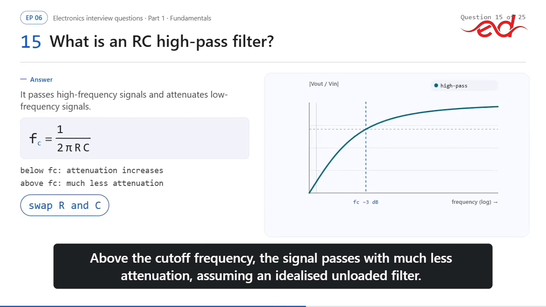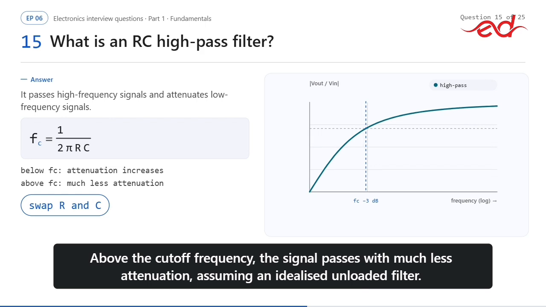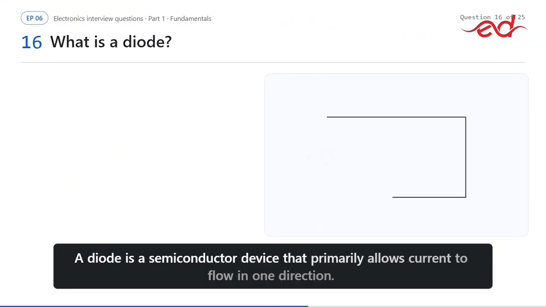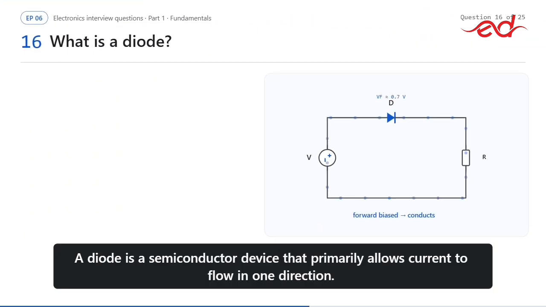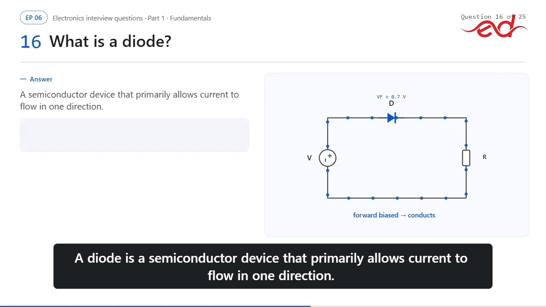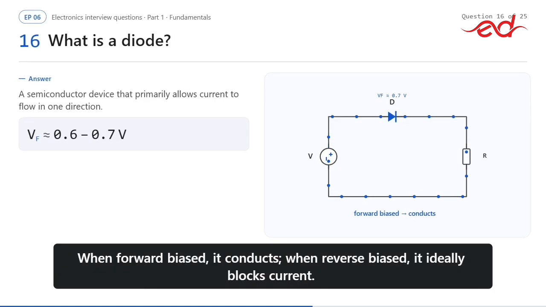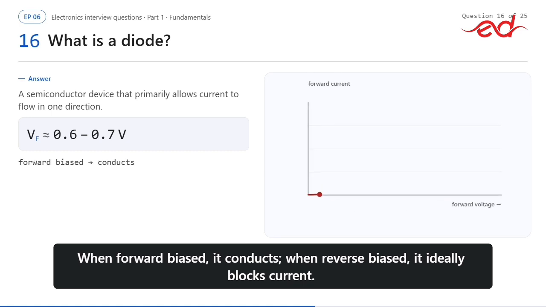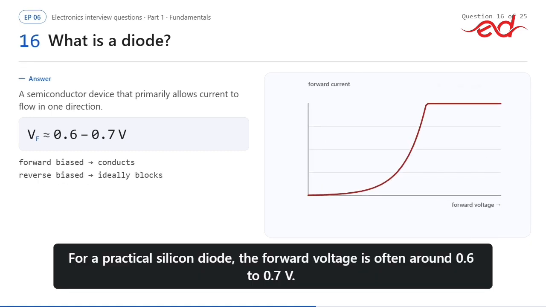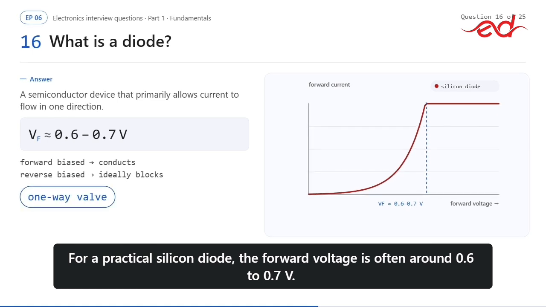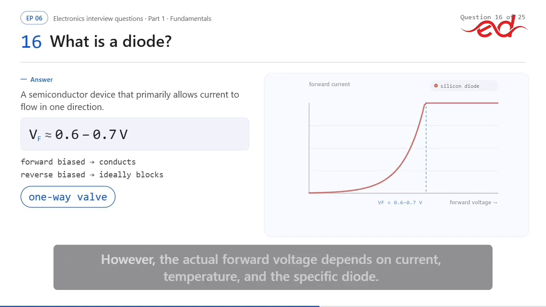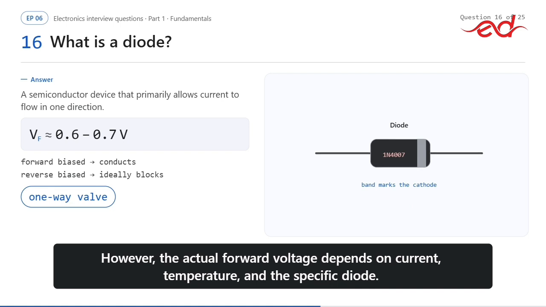Now coming to the next question. What is a diode? A diode is a semiconductor device that primarily allows current to flow in one direction. When forward biased, it conducts. When reverse biased, it ideally blocks the current. For a practical silicon diode, the forward voltage is often around 0.6 to 0.7 volts. However, the actual forward voltage drop depends upon the current, temperature, and the specific diode.